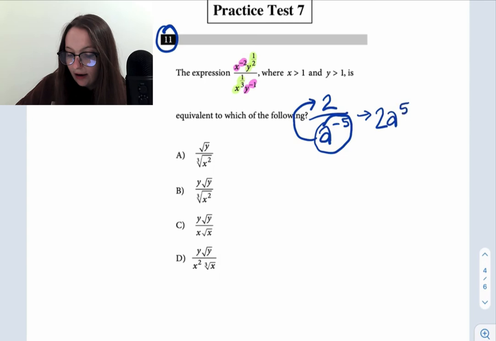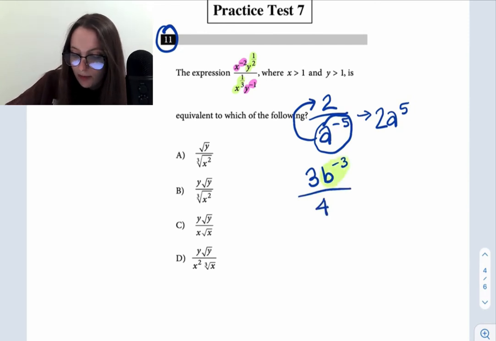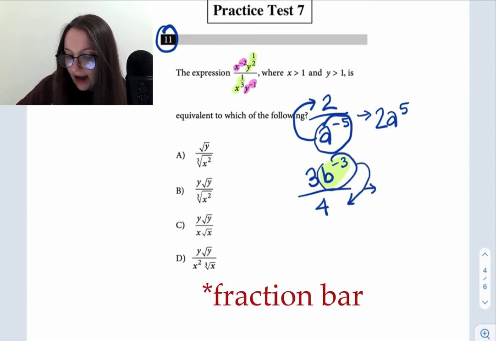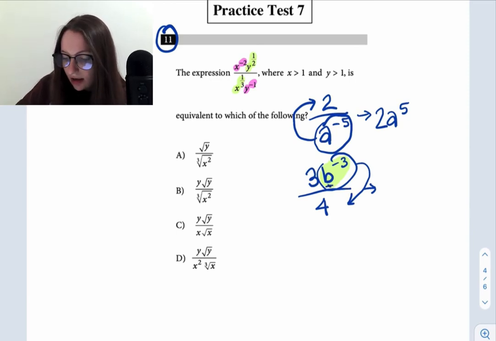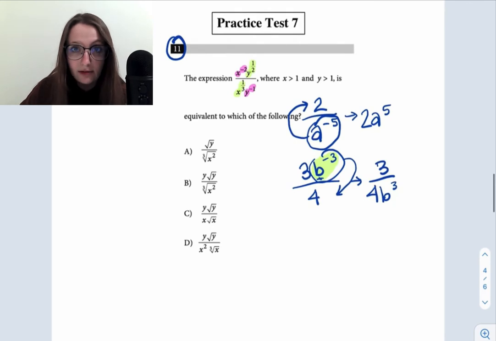Let's say you had 3b to the negative 3 over 4. You would go ahead and take the part that has the negative exponent, which is b to the negative 3rd here, and in order to make it positive, you would go ahead and flip it over the fraction bar. You only flip the part that has the negative exponent attached to it with the base. The 3 stays unchanged. So that becomes 3 over 4 b to the 3rd. So all you got to do is flip it over the fraction bar to go from negative to positive.